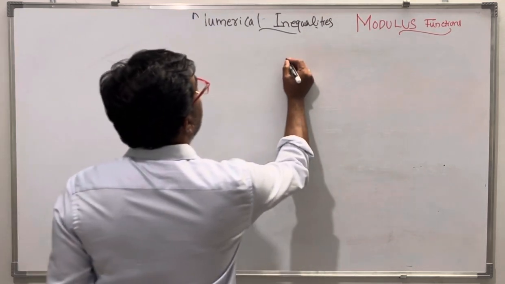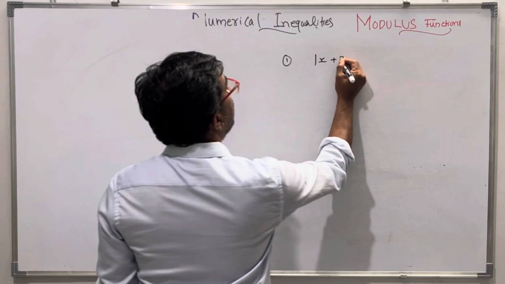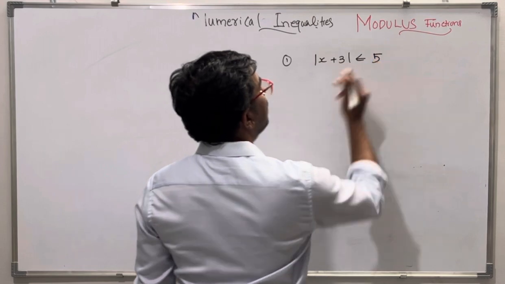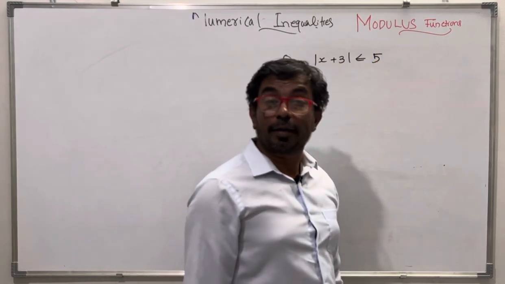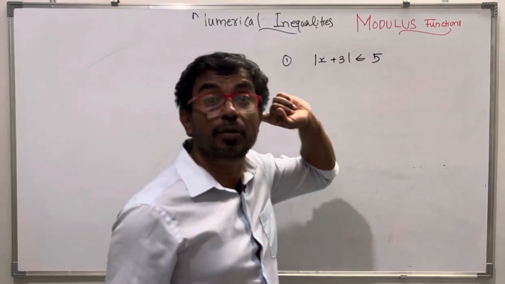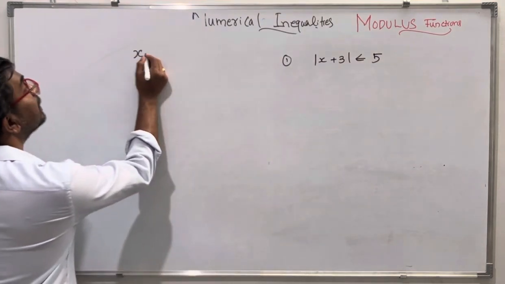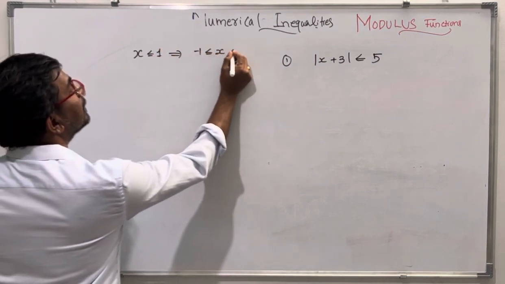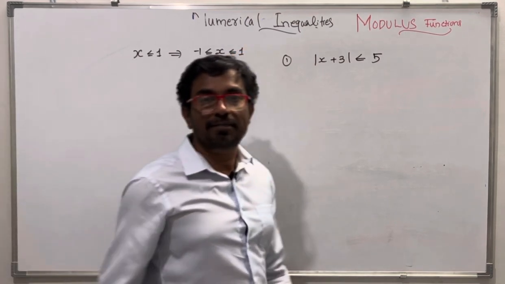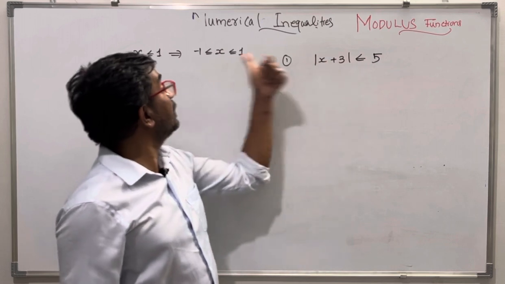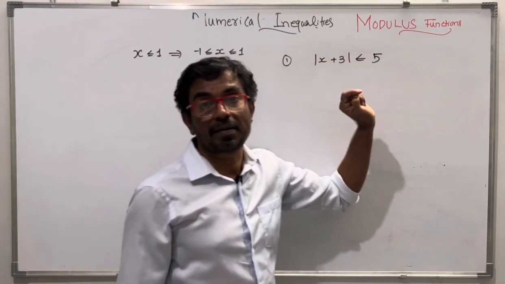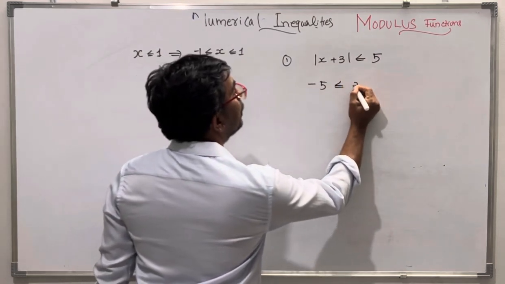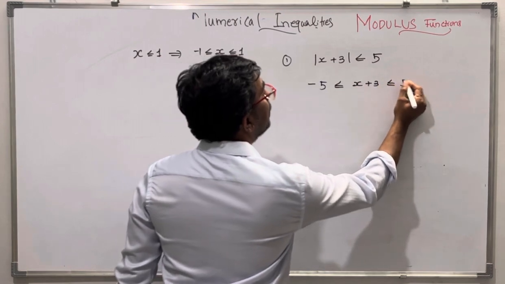The first question is mod x plus 3 less than or equal to 5. I am taking some textbook questions. Now when I see this, I should remember this one: mod x less than or equal to 1 implies minus 1 less than or equal to x less than or equal to 1. This should come to my mind when I see a modulus part that is less than. So using this I write minus 5 less than or equal to x plus 3 less than or equal to 5.